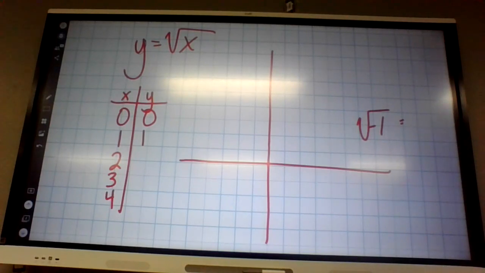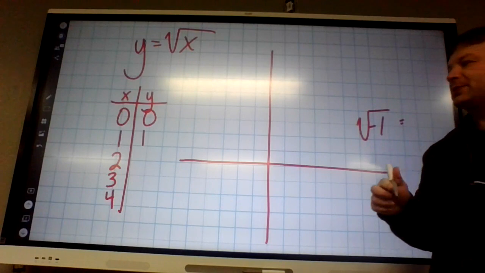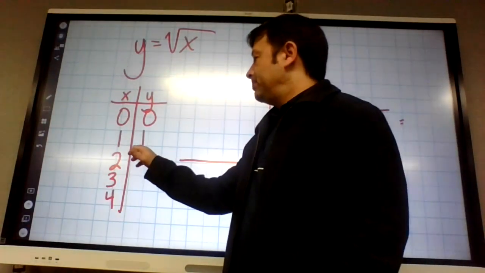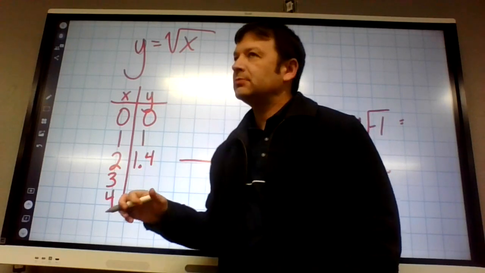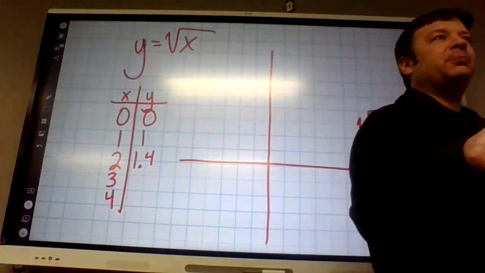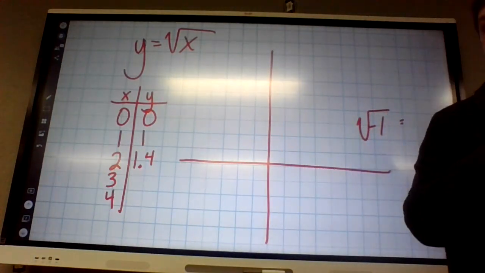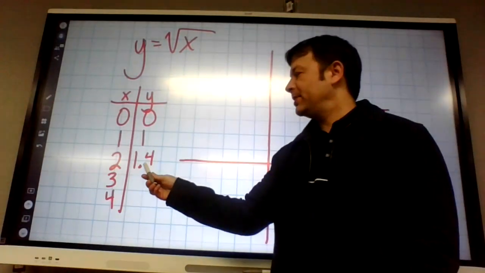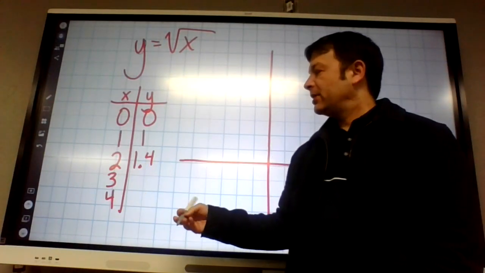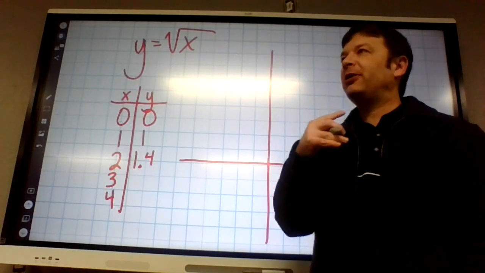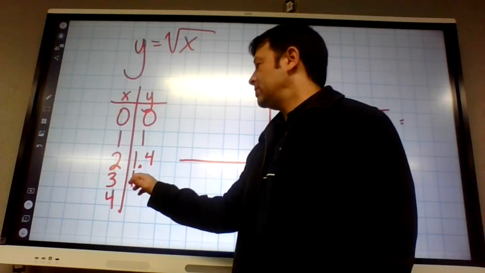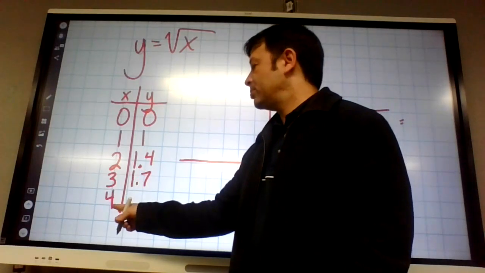Square root of 2, if you plug it in the calculator and make it spit out a decimal, is about 1.4. 1.4 times 1.4 is 1.96, so it's a little bit bigger than 1.4. Square root of 3 is about 1.7. You'd have to get the calculator to get it more exact.